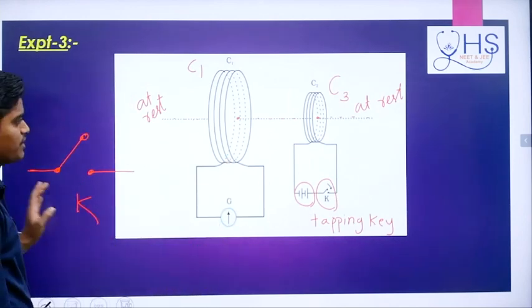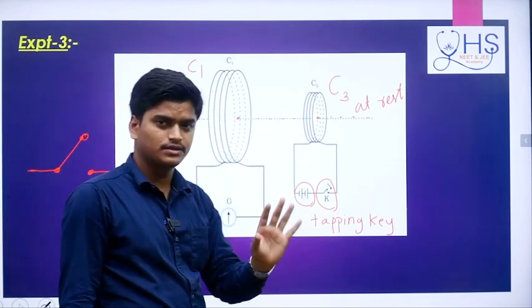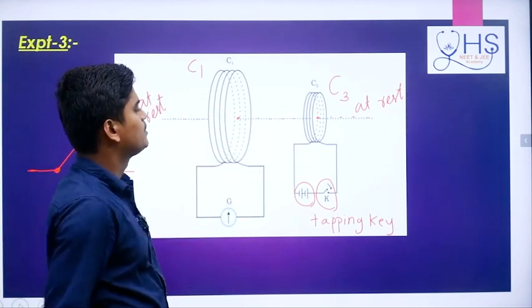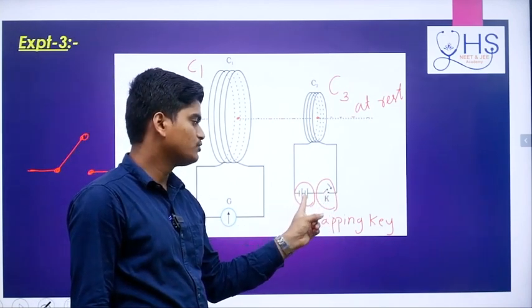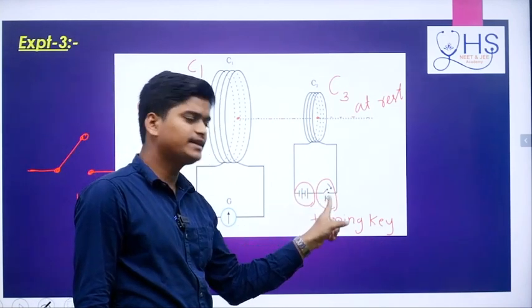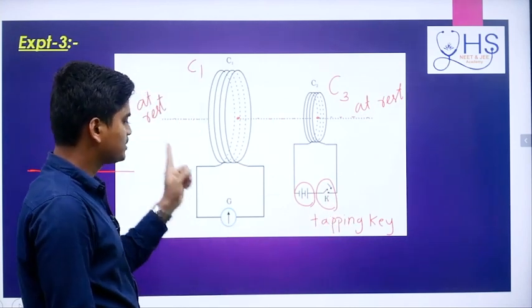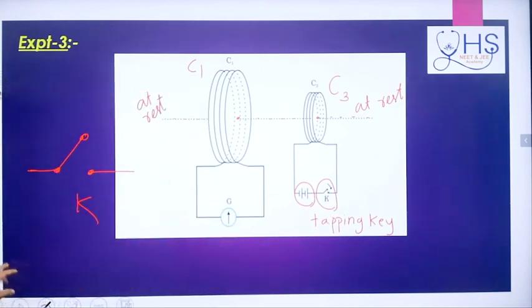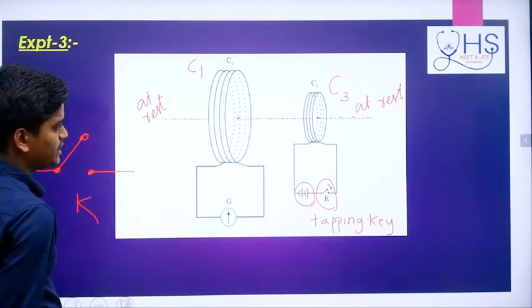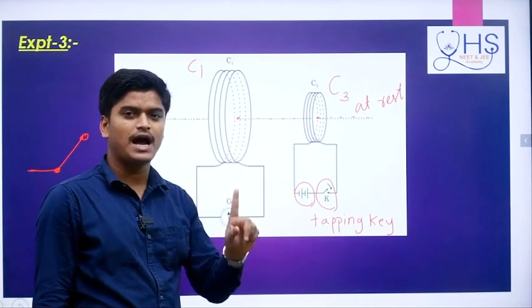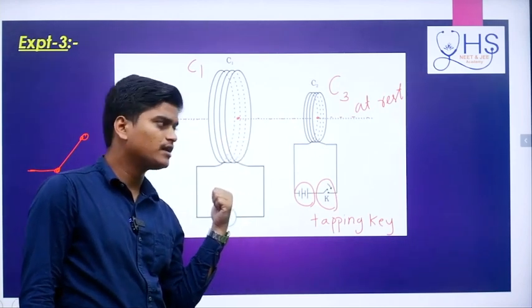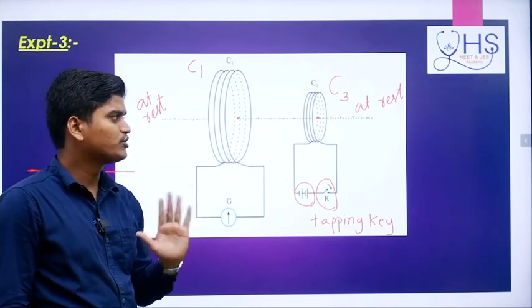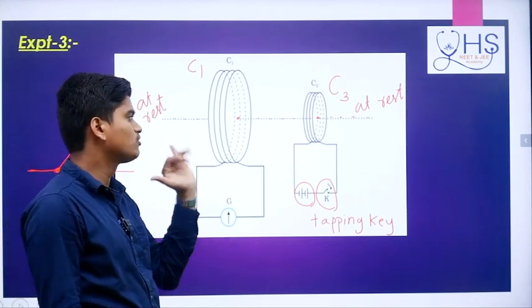In this experiment, remember both the coils are at rest and they are coaxial. One coil is connected with a battery and a tapping key, and another coil is connected with a galvanometer. So what will be the observation and conclusion? The conclusion I already told: both are at rest, and still some induced current is there. So definitely no relative motion is required. That is the conclusion.